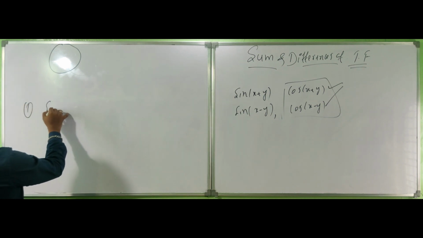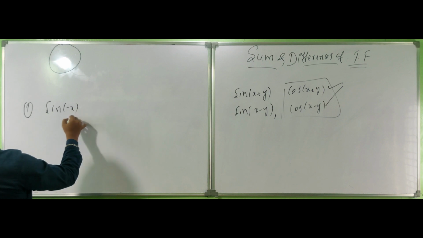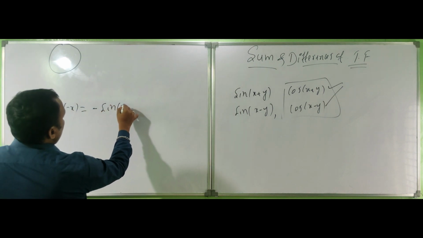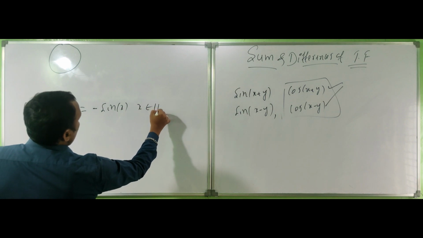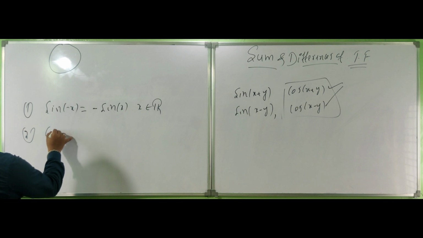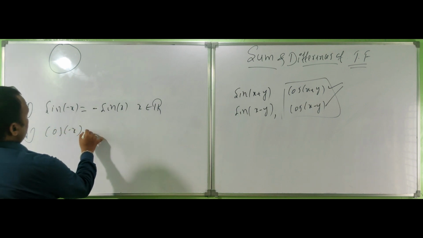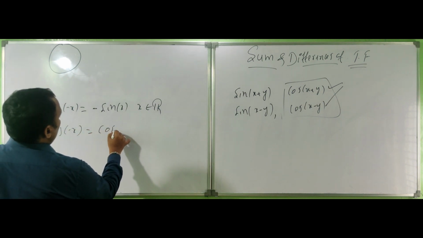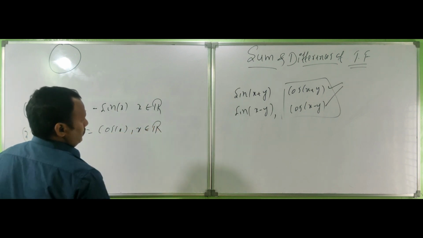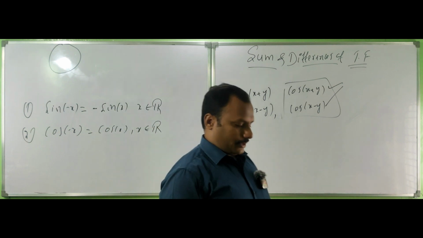Already you know one thing: sine of minus x is equal to minus sine of x for x belonging to all real numbers, and similarly cos of minus x is equal to positive cos x for x belonging to R. All these are going to be used in our derivations.